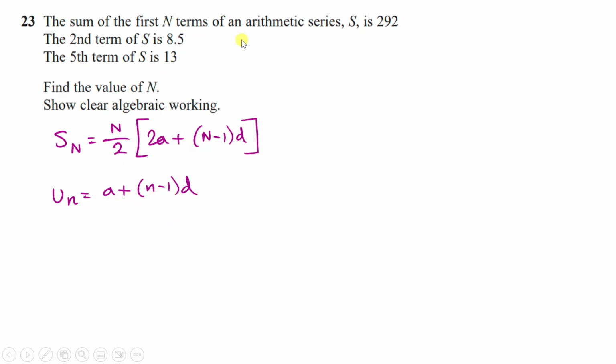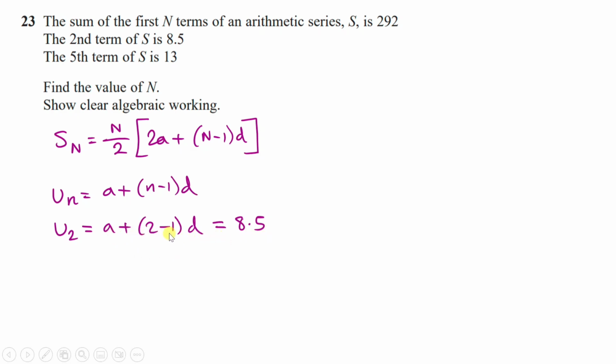Now, two components which are useful here. We want to try and figure out a and d first before we do anything else. Once you work this out, we can go ahead and tackle this problem later, which is find the value n. So they tell us firstly that the second term is 8.5. All you got to do is replace the n from the Un formula with 2. So this will be 2 and this n will be 2. Just like that. And it's going to equal 8.5.